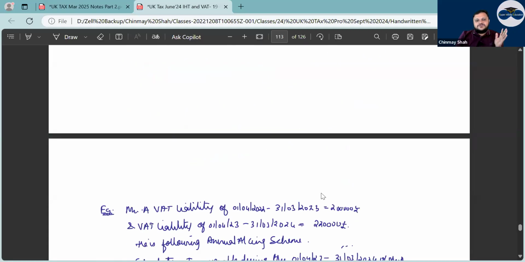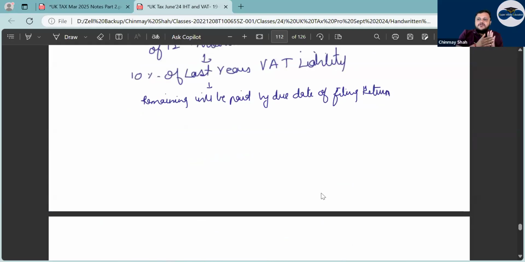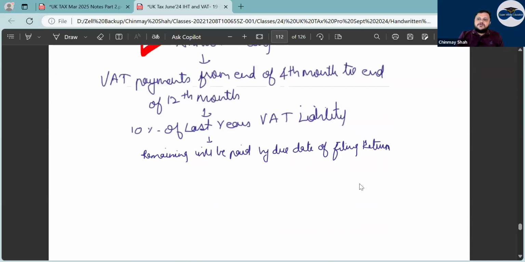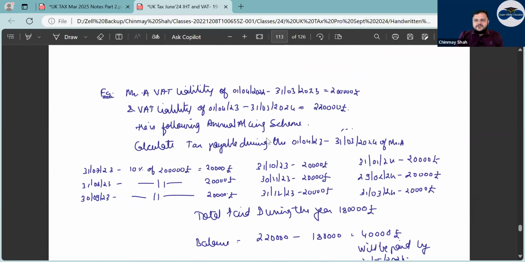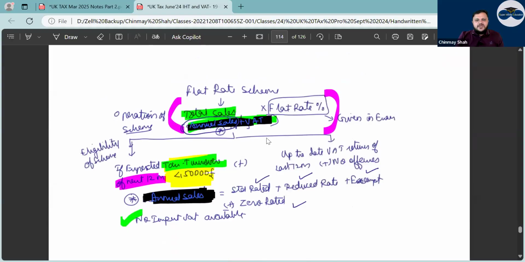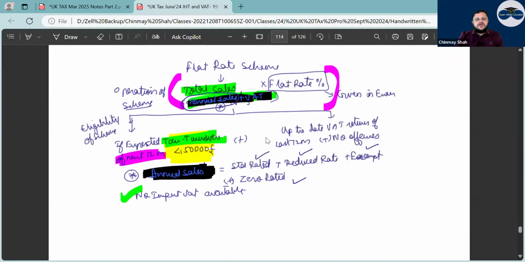And 10% of last year's. So first 9 payments you will make 10% of last year's, and then the last payment, the 10th payment, you will make of what? The remaining amount, correct? I have taken a question on this, you can have a look. It has been asked a lot of times in the exam, can be asked in your exam as well.